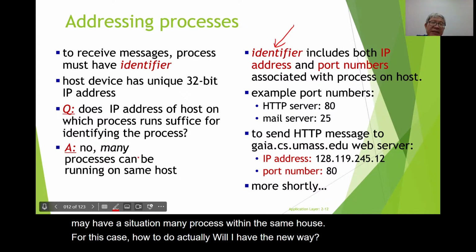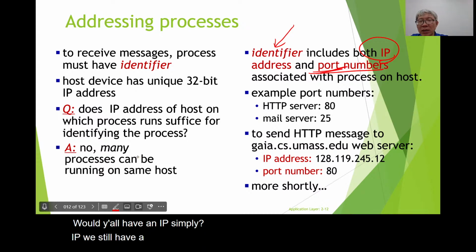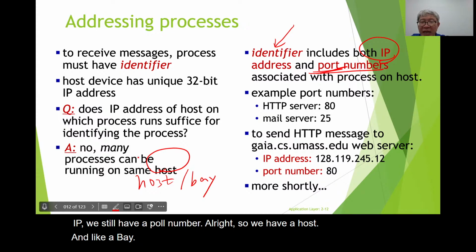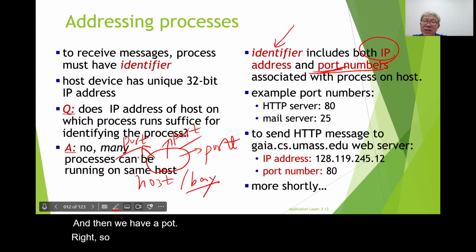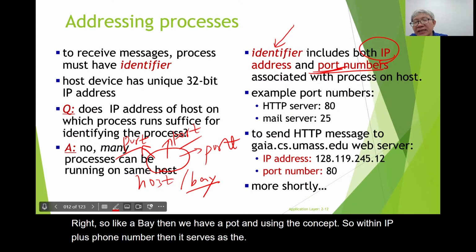We don't have the IP alone. With the IP, we still have a port number. So we have a host, like a bay, and then we have a port. Like a bay, then we have a port. And using this concept, IP plus port number serves as the ID to identify a process.